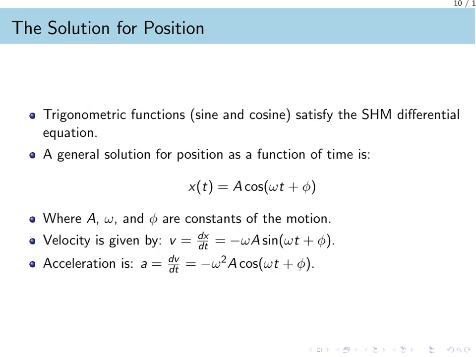The solution for the position of the particle involves trigonometric functions. Both sine and cosine satisfy the differential equation we just derived. A general solution for position as a function of time is given as position equals the amplitude A multiplied by the cosine of the quantity omega times time plus the phase constant phi. From this, we can find the velocity by taking the first derivative, which is negative omega times the amplitude times the sine of the quantity omega times time plus phi. The acceleration is the second derivative, resulting in negative omega squared times the amplitude times the cosine of the same quantity.